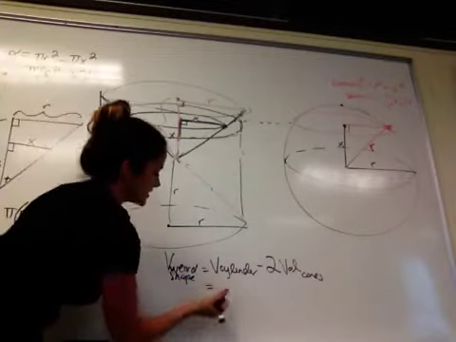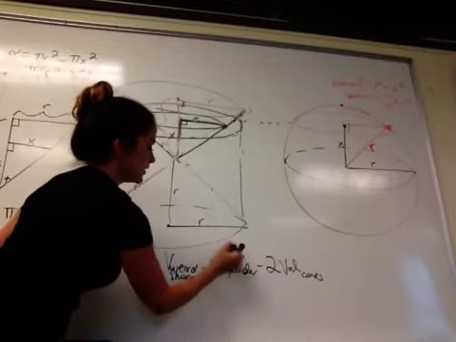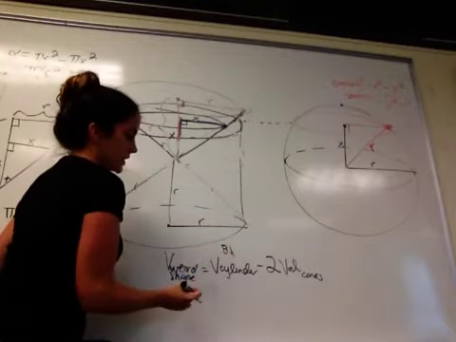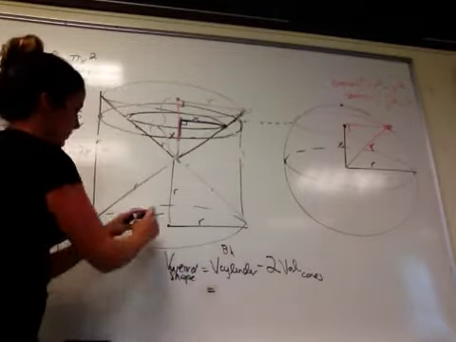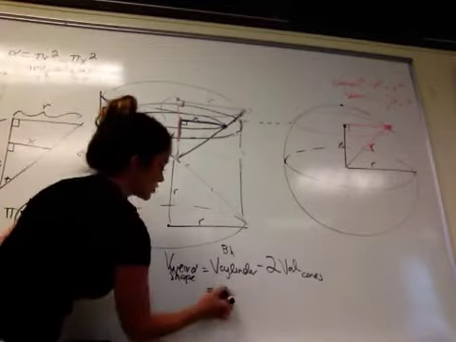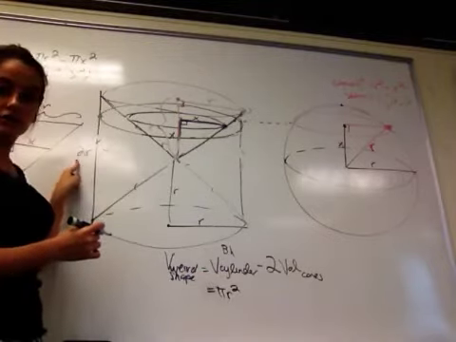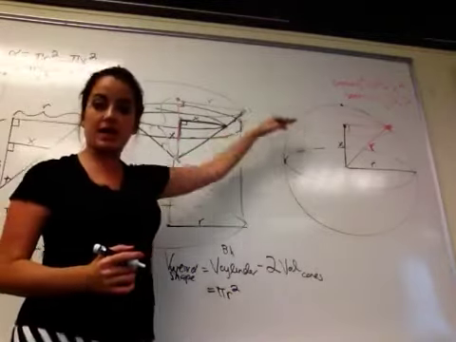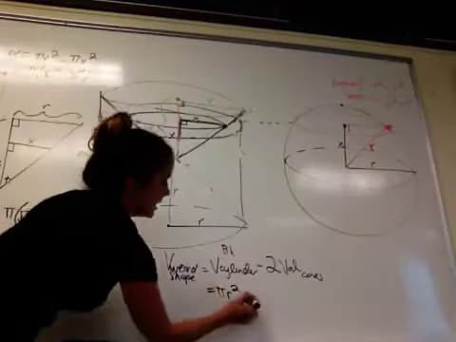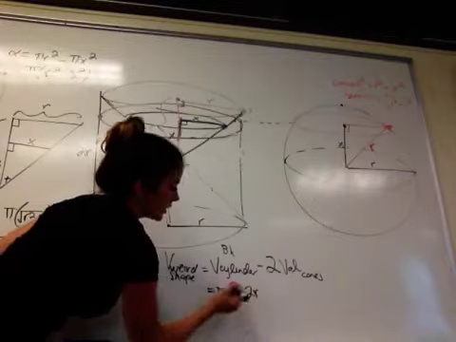Well, what's the volume of the cylinder? Volume of a cylinder in general is the area of the base times the height. Well, what's the area of the base? The area of the base is the area of the circle, which is pi r squared. What's the height of my cylinder? Well, the height is 2r, because I wanted it to have the same height as the sphere, and so I'm going to multiply that by 2r.